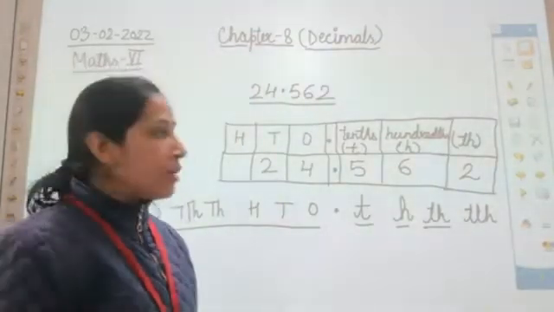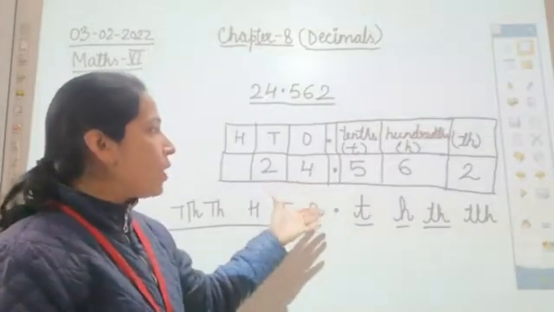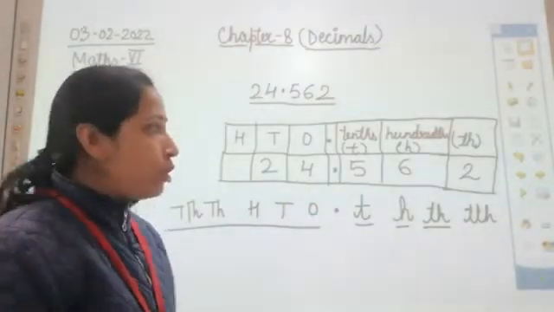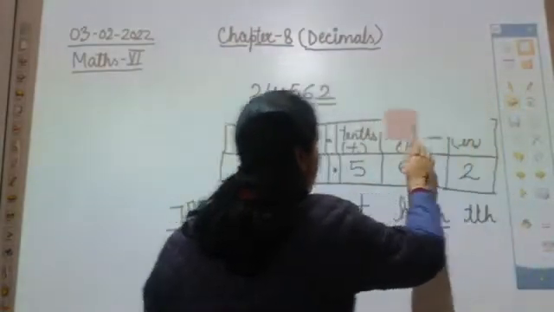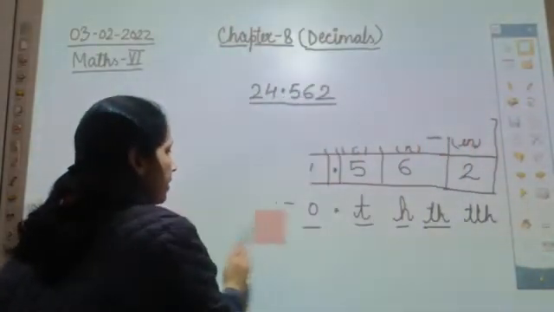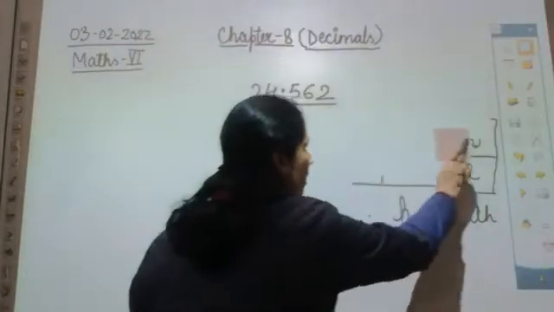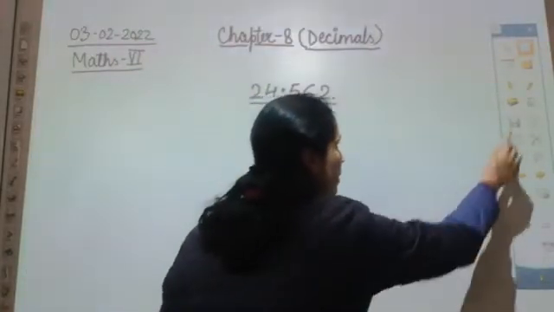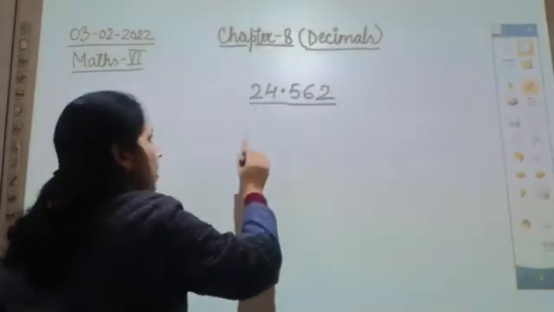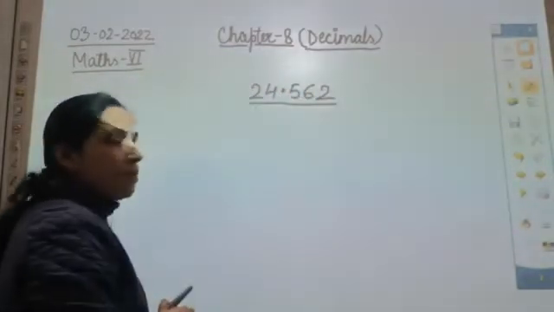Now related to that, what do we mean by tenths? Let us understand how we can write it in expanded form, or if it has been given in expanded form, how we can symbolize it. Let's see. Now this 24.562.